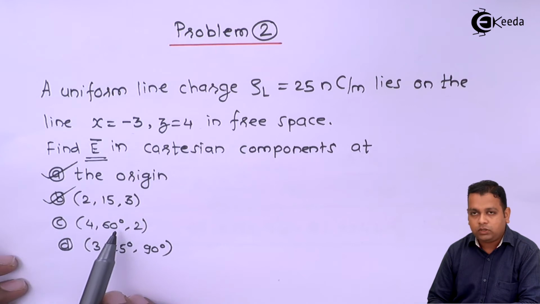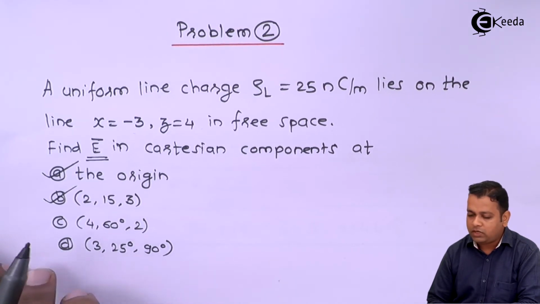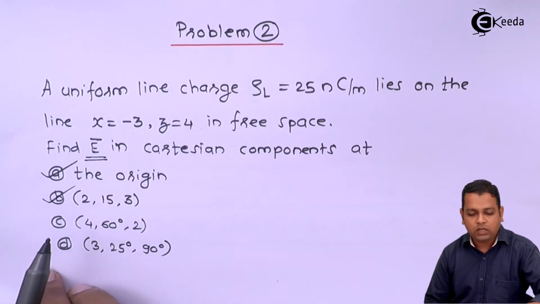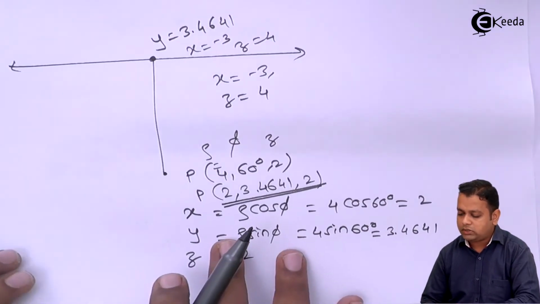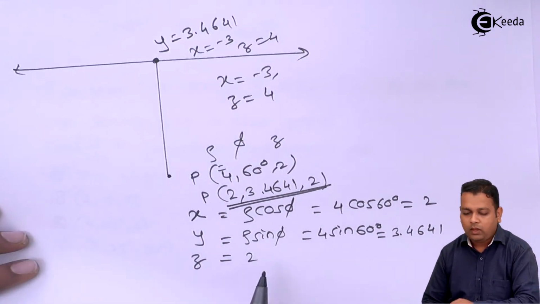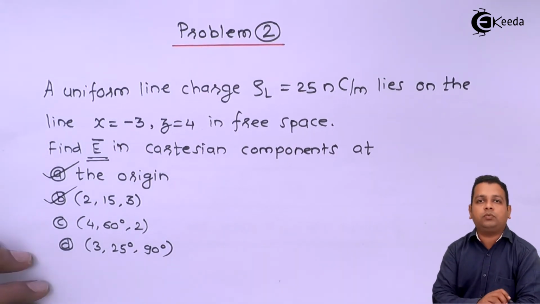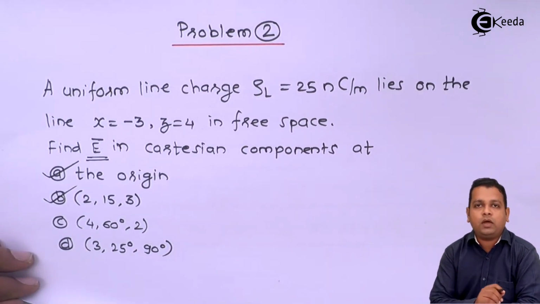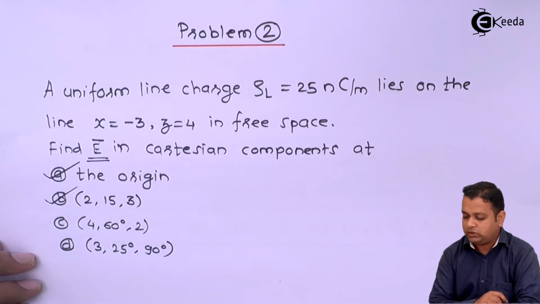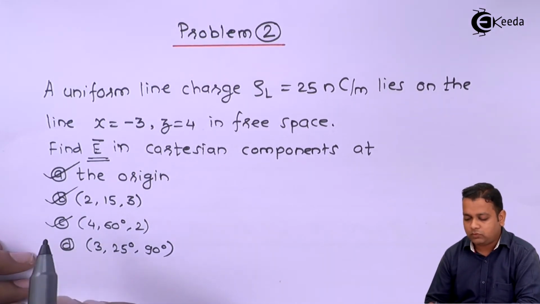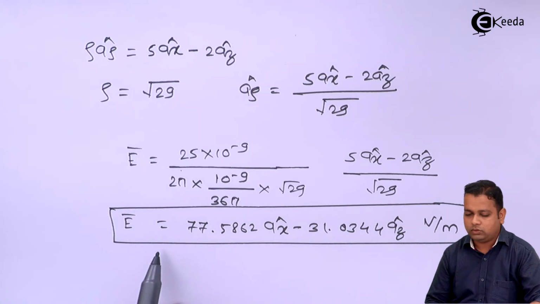So these were first of all given to us in cylindrical coordinate system. We have transformed them to the rectangular coordinates with this formulae, and then finally applied the formula for determining electric field intensity due to infinite and uniform line charge. So we got the answer for C to be equal to this.